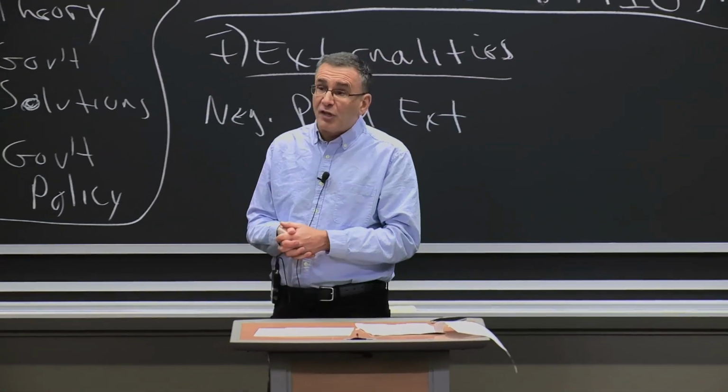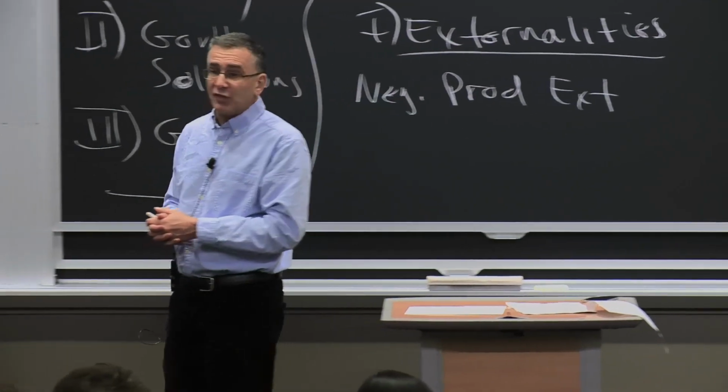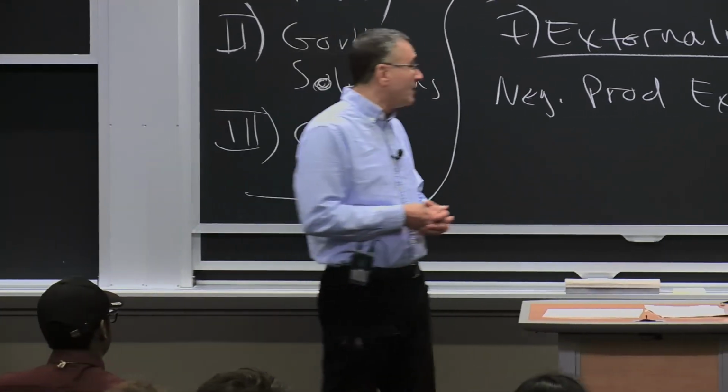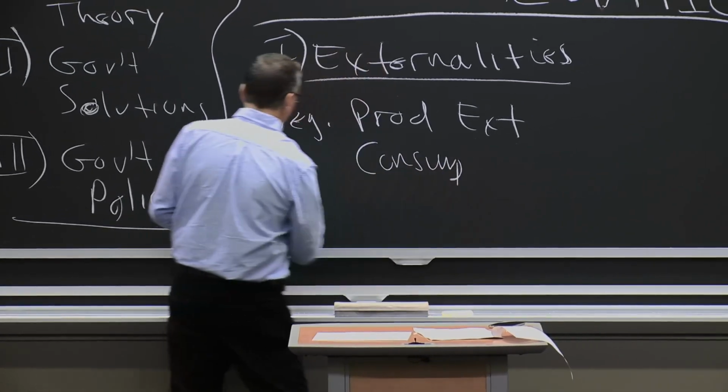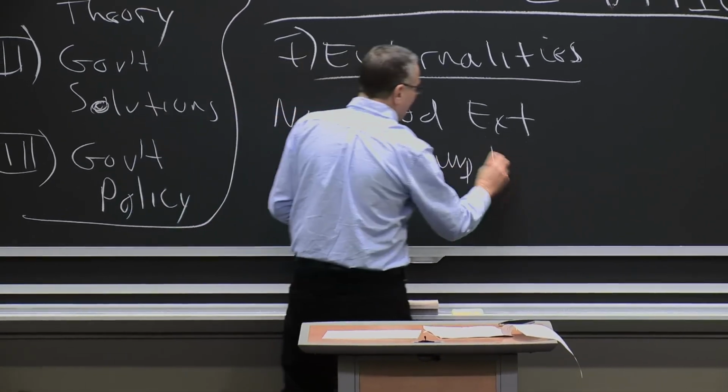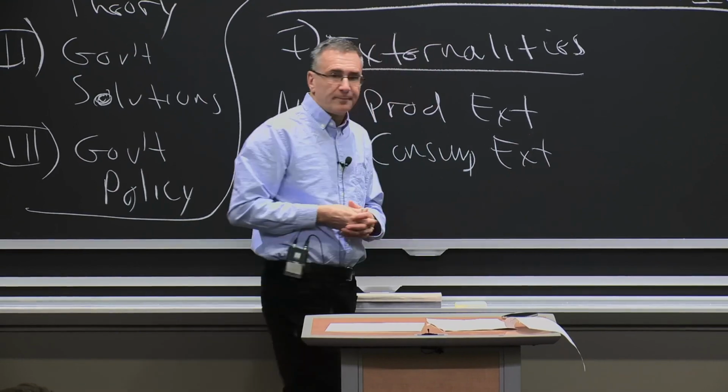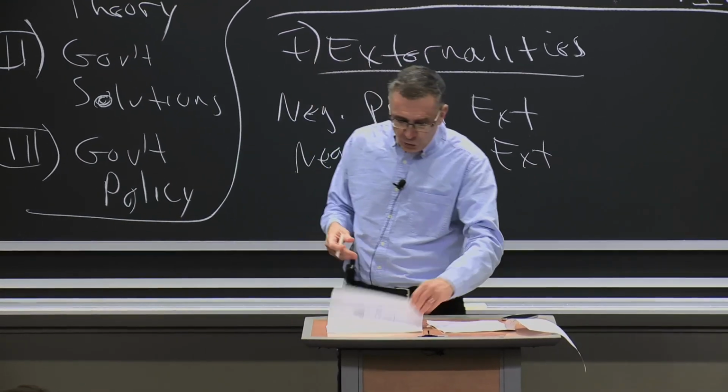Now, externalities can also happen on the consumption side. And the classic example of a negative consumption externality is smoking. So let's go to figure 23.2.